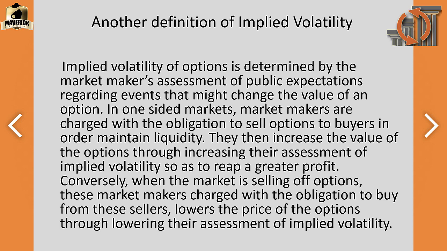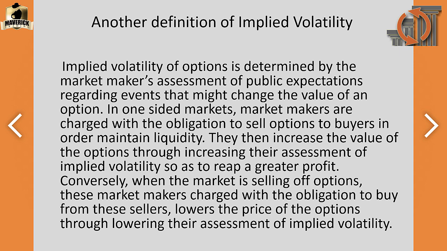So because the market makers are basically forced to make trades in illiquid securities, the market gives them the ability to basically move that premium around, or the price around, or the spread around, in order to make it to where they can actually make a profit off of this. Next sentence, they then increase the value of the options through increasing their assessment of implied volatility so as to reap a greater profit. Conversely, when the market is selling off options, the market makers are charged with the obligation to buy, and they lower the price of the options through the lowering of their assessment of implied volatility.